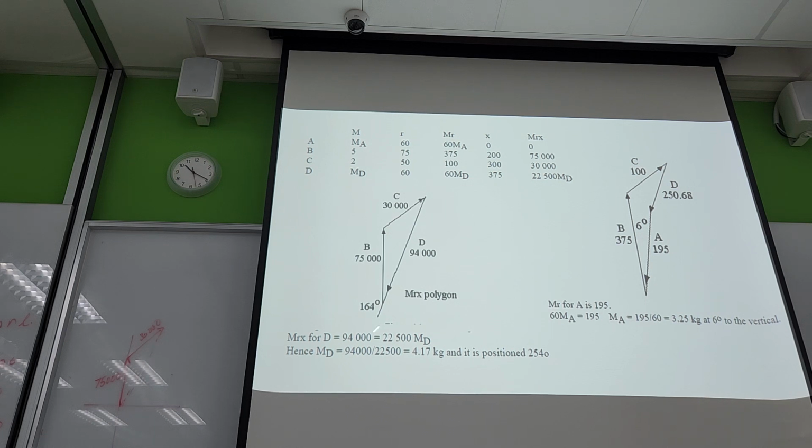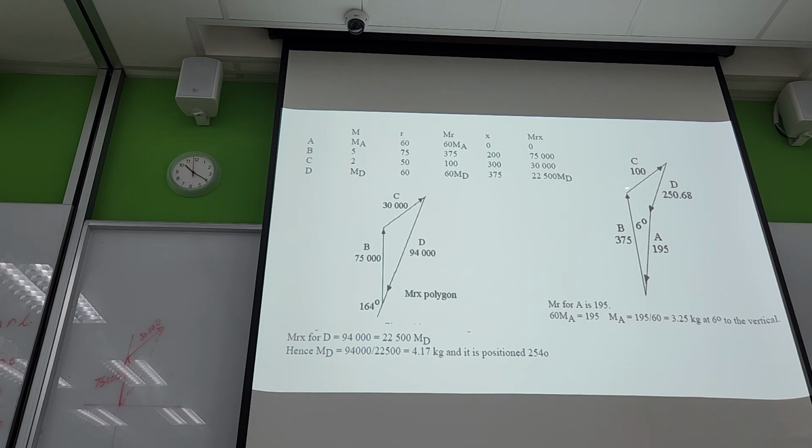So once you do this, you know the MD value. That means for this MR polygon, you know 60 times MD. So you will be knowing this value. Next you are going to plot the MR polygon. Only focus on this. 60 MA is unknown. So start with 375, this is 375 MR.